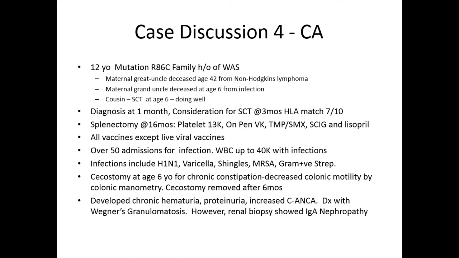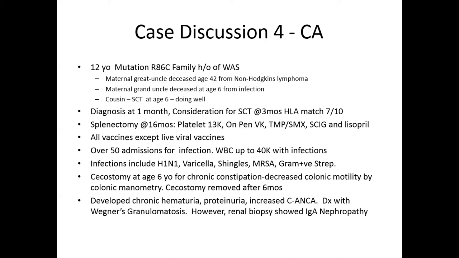Okay. Again, same mutation keeps coming. It's not that frequent. It is a frequent mutation. A 12-year-old has a family history: a maternal great uncle died from non-Hodgkin's, a grand uncle at age 6 from infection, and a cousin who had a transplant at 6 is doing well. He was diagnosed very early, was considered for stem cell transplantation at 3 months with an HLA match of 7 of 10, and had a splenectomy at 16 months.